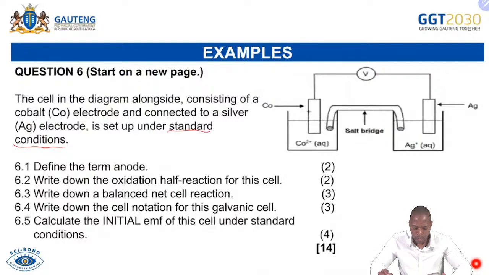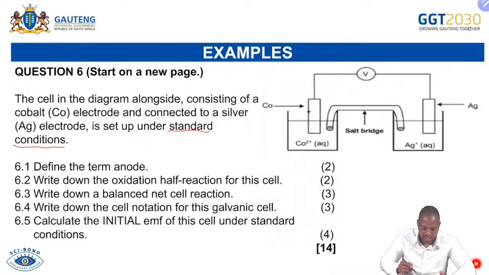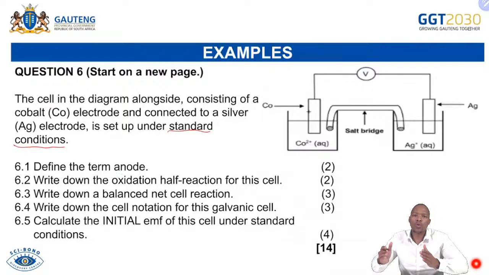Okay, so what are we going to do? What we need is just our table. Obviously, to answer 6.1, define the term anode: that is the electrode where oxidation takes place. The electrode where oxidation takes place is the anode. That is just a simple definition, 2 marks there. We take them and then we run with them.